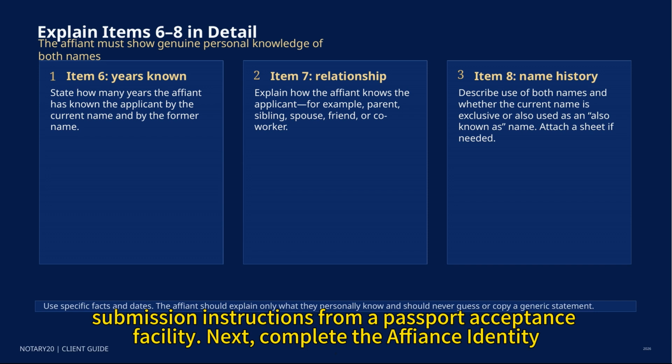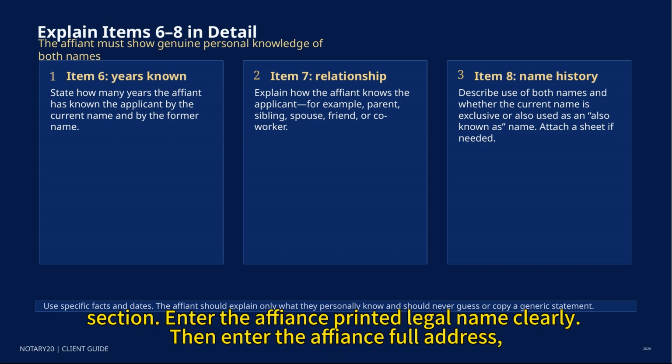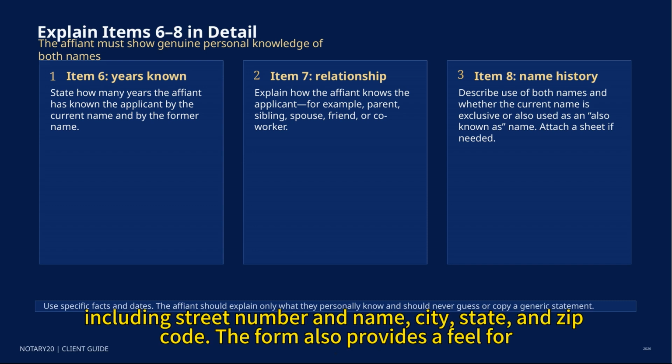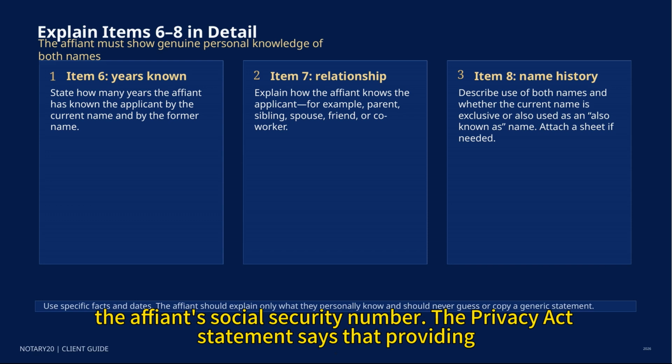Next, complete the affiant's identity section. Enter the affiant's printed legal name clearly. Then enter the affiant's full address, including street number and name, city, state, and zip code. The form also provides a field for the affiant's Social Security number.